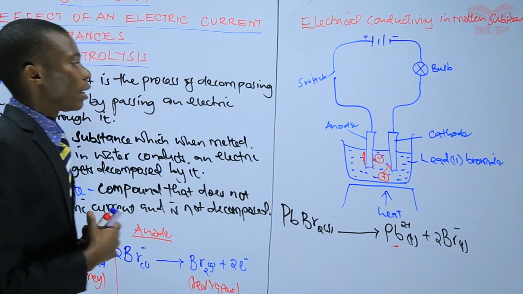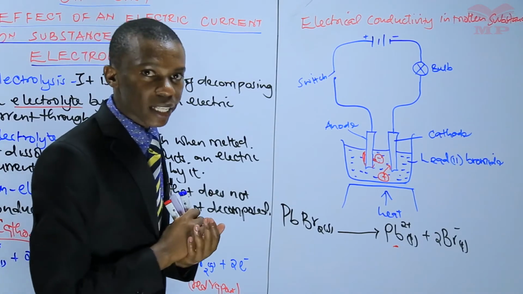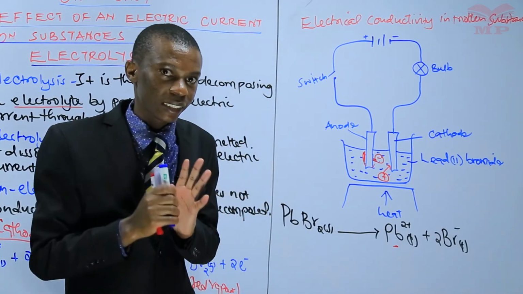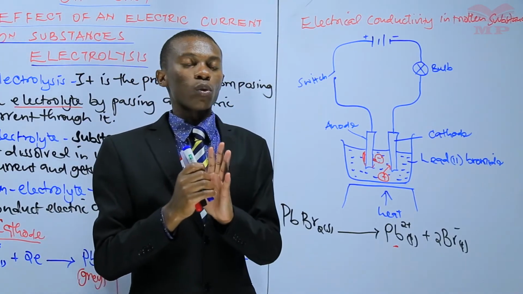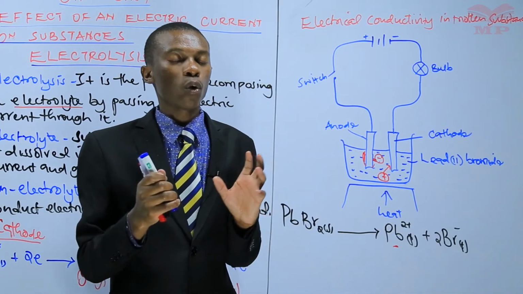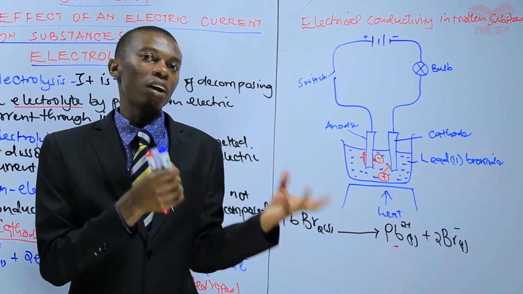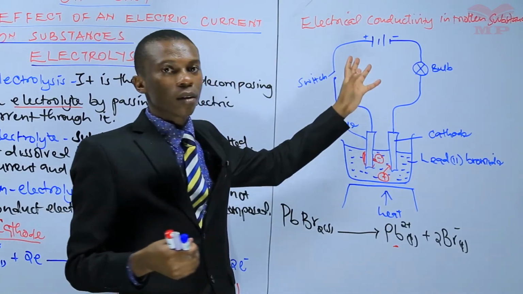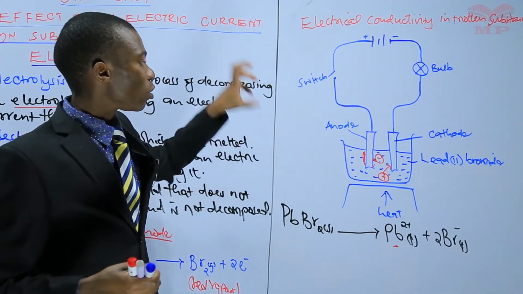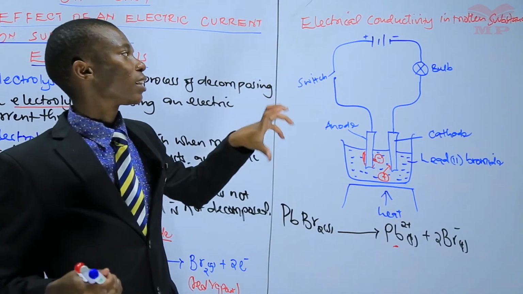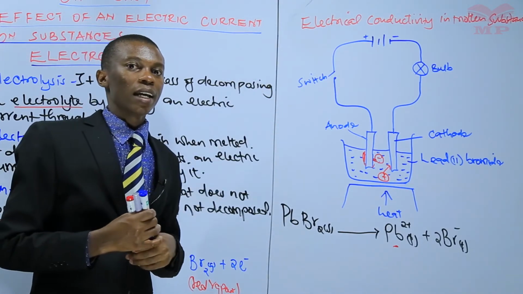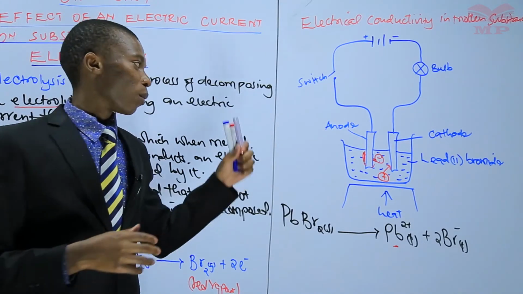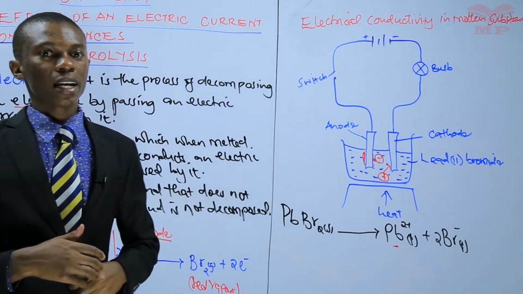Therefore, that's what happens. Again, we are saying that lead bromide, you need to heat at high temperatures so that you can decompose or separate the lead ions and the bromide ions so that now the electric current can flow, because the particles responsible for electrical conductivity are mobile ions, which are now the lead ions and the bromide ions.